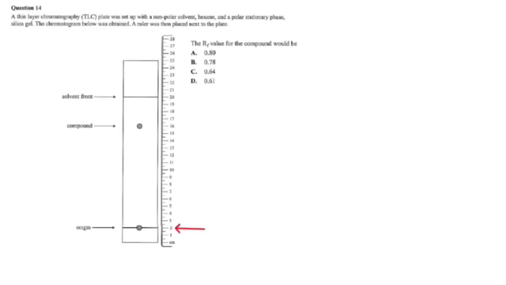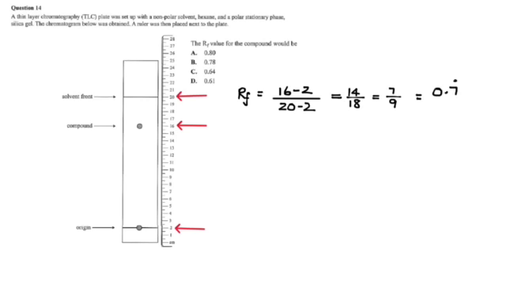We can say that our origin is at 2. That's where the compound is currently sitting, and the solvent front got as far as 20. Therefore, the Rf would be 16 minus 2 over 20 minus 2, 2 being our baseline, our origin. That's 14 over 18, which is 7 over 9, which is 0.7 repeating.